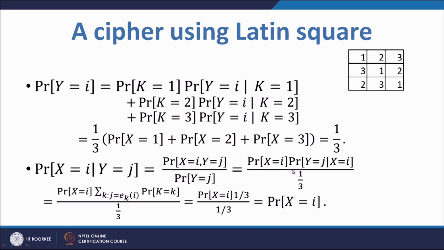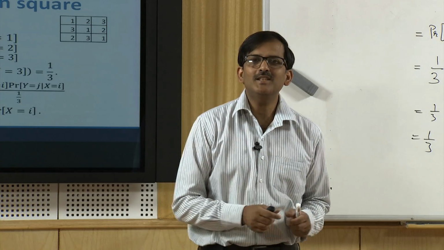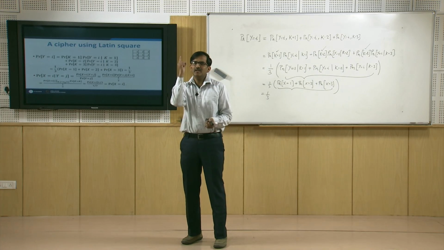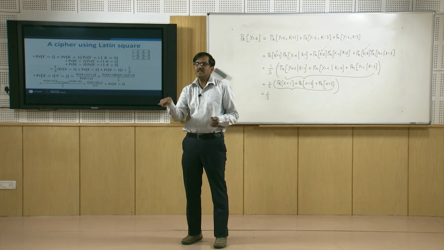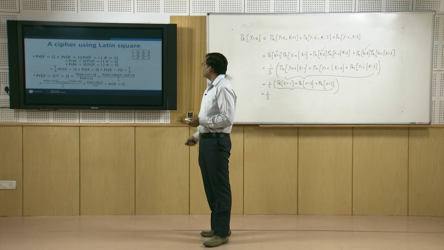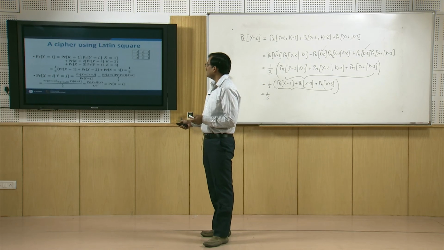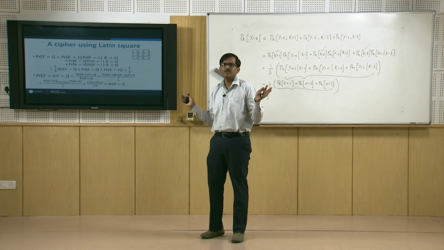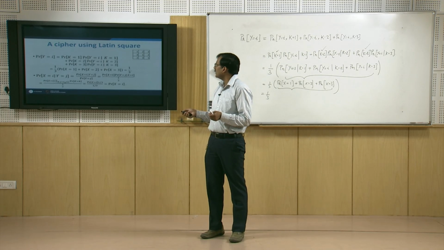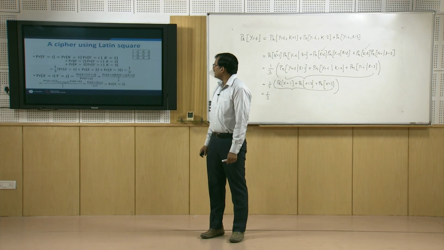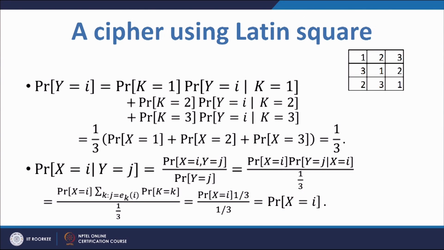Now, this is equal to probability of x equal to i and this sum, that is the sum over all k's for which i is transferred to j, and here we will see that given any pair i, j, you have got a unique k which transfers i to j. That is clear from this table, and therefore, I will replace it by 1/3, and therefore, I have got probability of x equal to i. Thus, whatever be the values of i and j, probability of x equal to i given y equal to j is equal to probability of x equal to i.